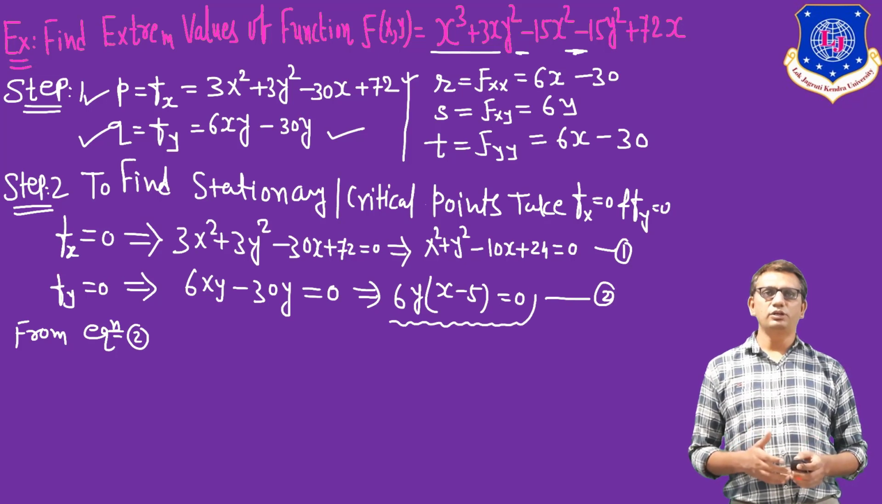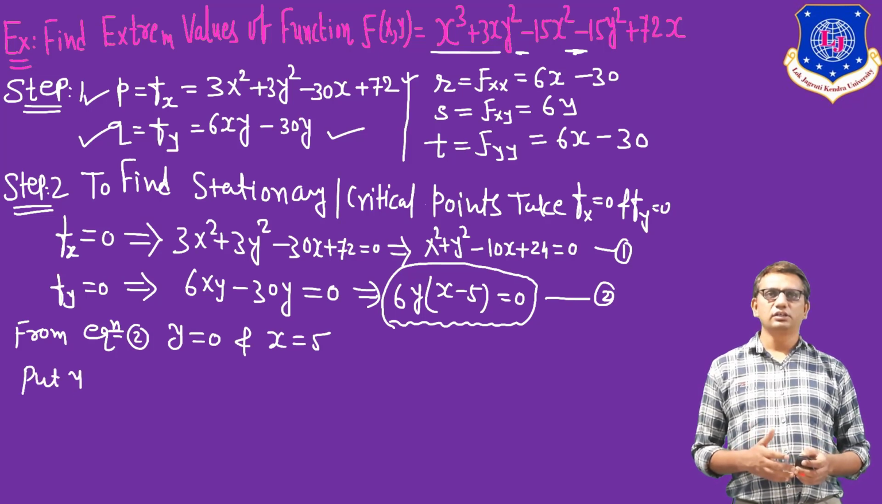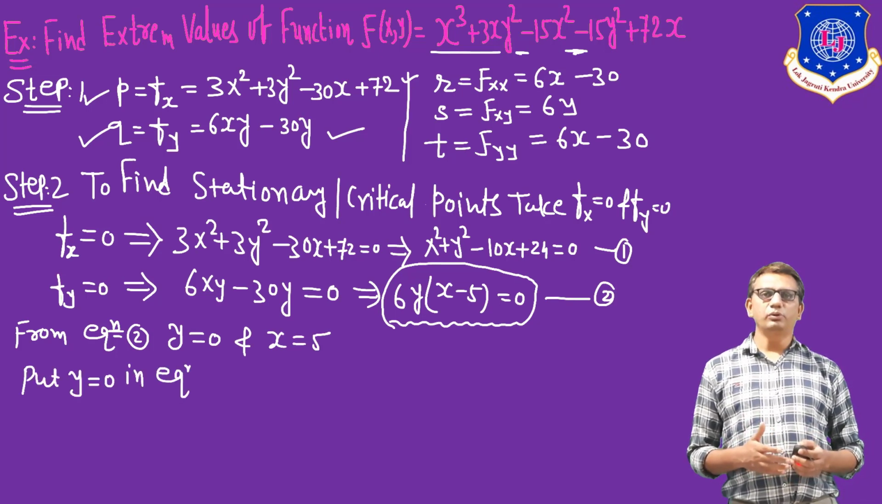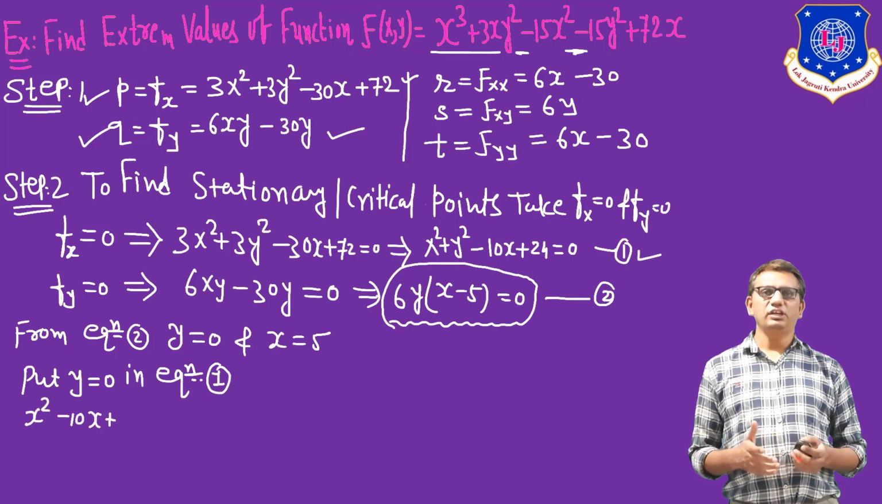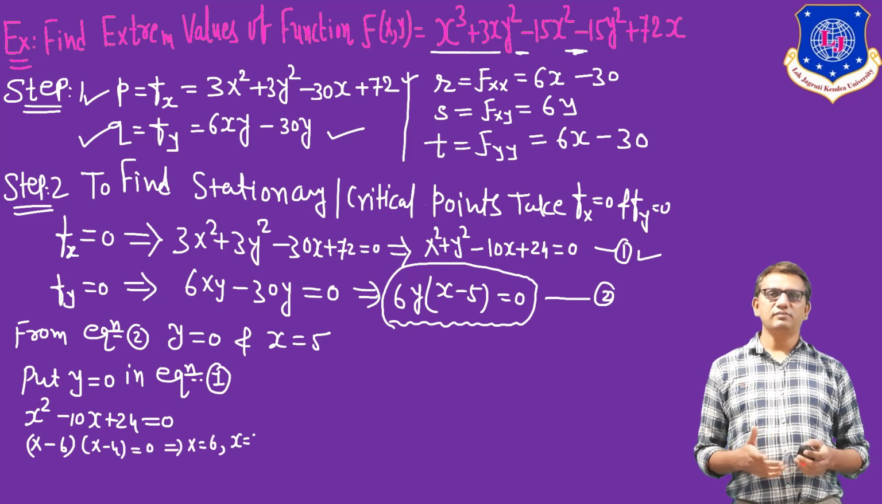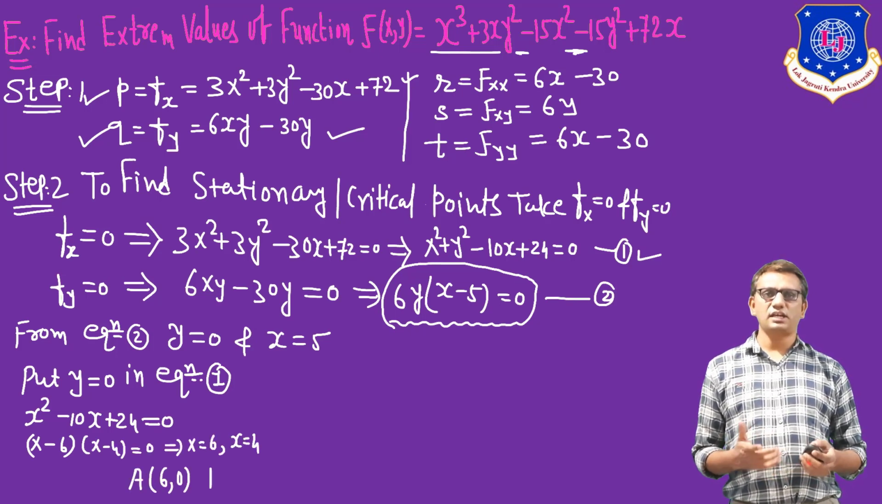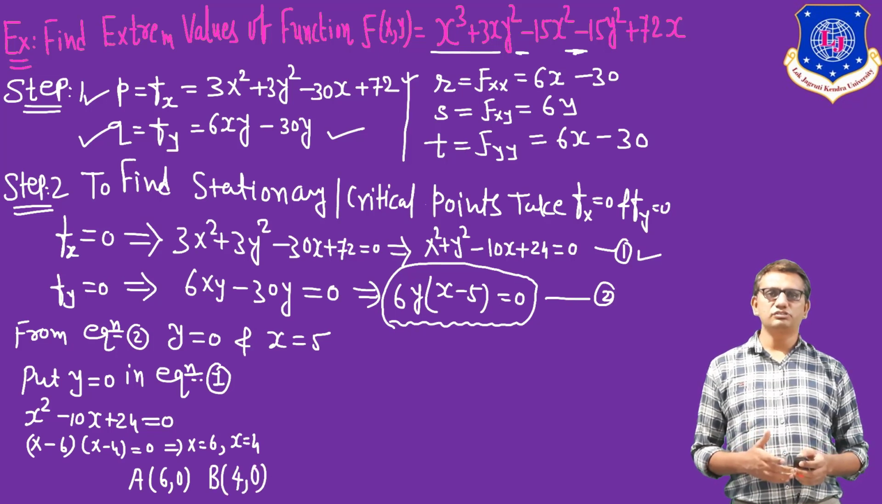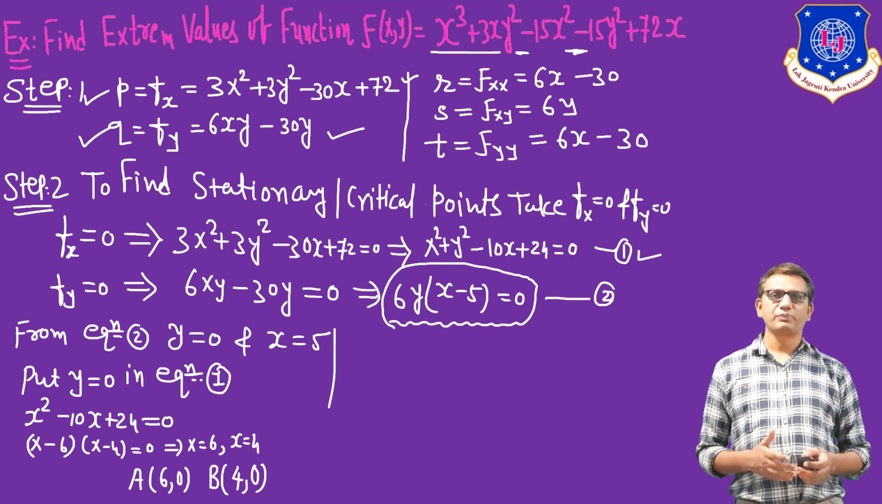From equation number 2, we have y equal to 0 or x equal to 5. It is very clear. So first, we put y equal to 0 in equation number 1. Then we have a quadratic equation, x square minus 10x plus 24 equal to 0. After factorizing, we get the x values 6 and 4. So the y value is 0. Our critical points are (6, 0) and (4, 0).